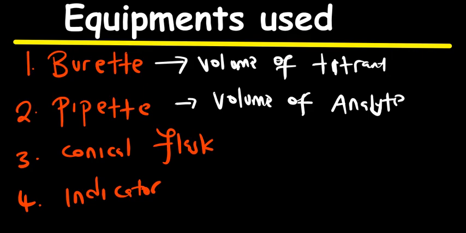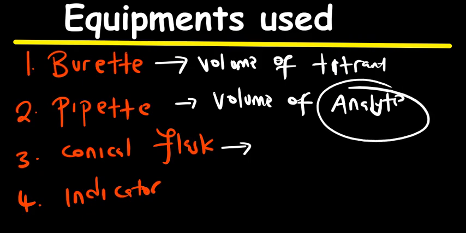Then on the other hand, a conical flask is just going to be used as a container, so it's going to hold the analyte, because it's the analyte that you're trying to find out.